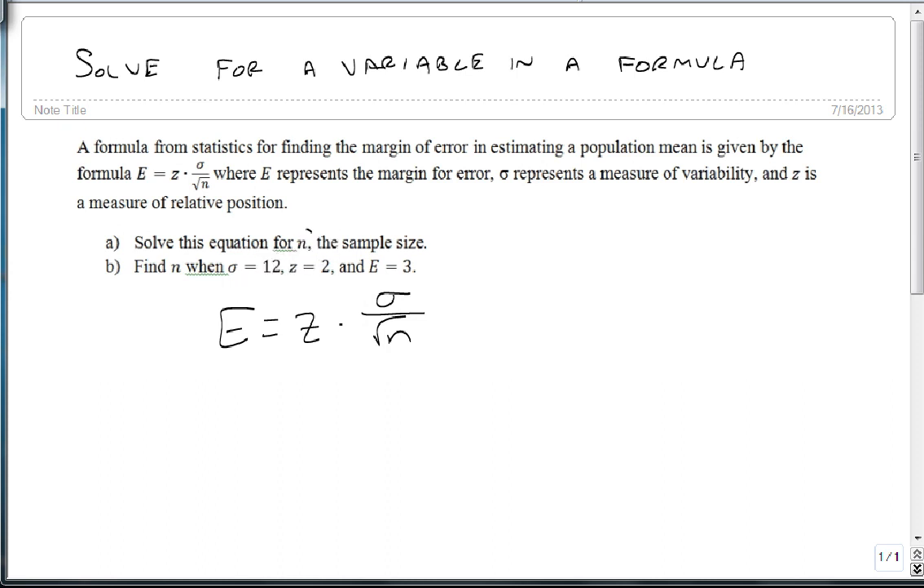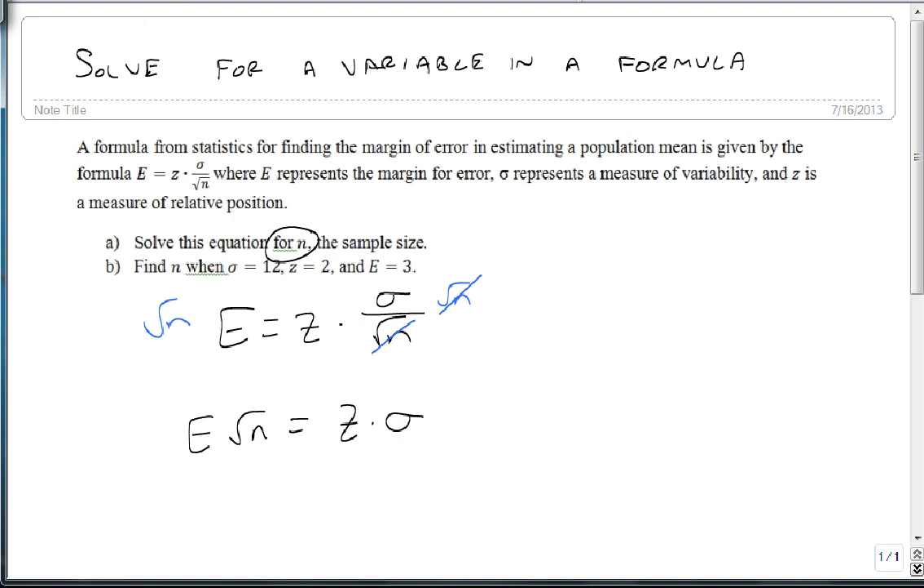And we're supposed to solve this for n. So that means we need to get the n by itself. And right now it's in the denominator, so let's clear our denominators. Multiply both sides by square root of n. On the right they divide out. We're left with E square root of n equals Z times delta.